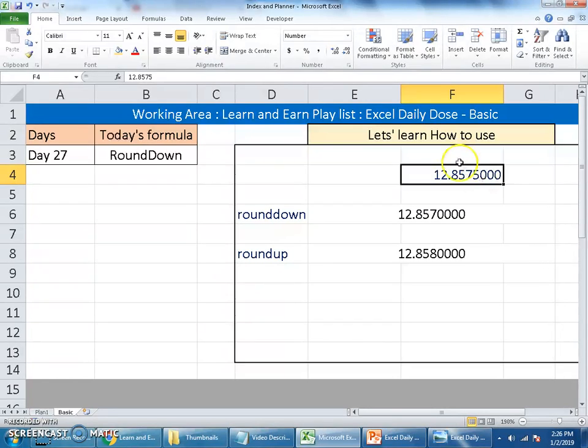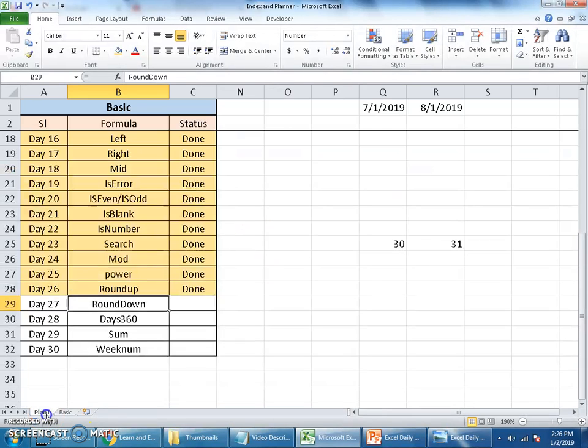All right. So this is all for today: Round Up, Round Down, and the basic function Round.